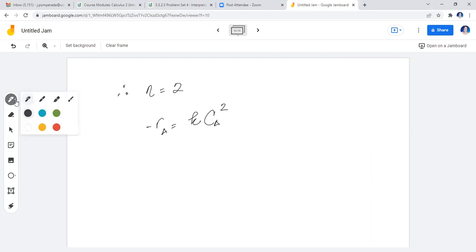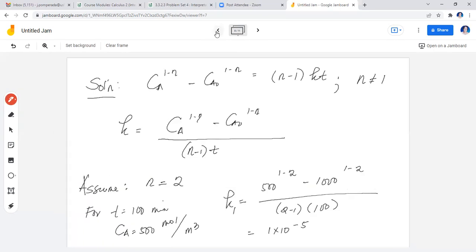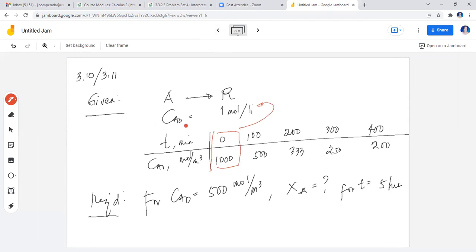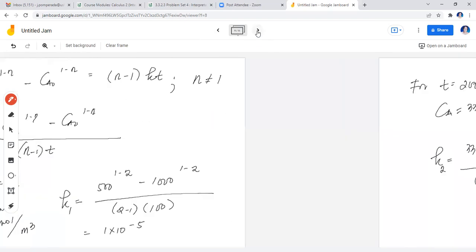However, if you write it that way, you still do not know this one. So how will you find the k in this case? What's your rate constant in this case? How will you find the rate constant? What will you do? Second order case 2, right? This is second order case 2. We only have one species. Then what do we do to find k?